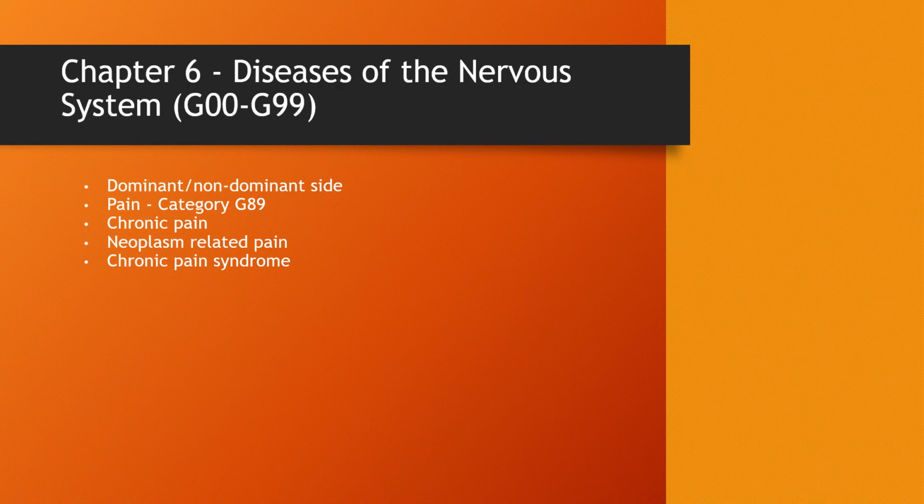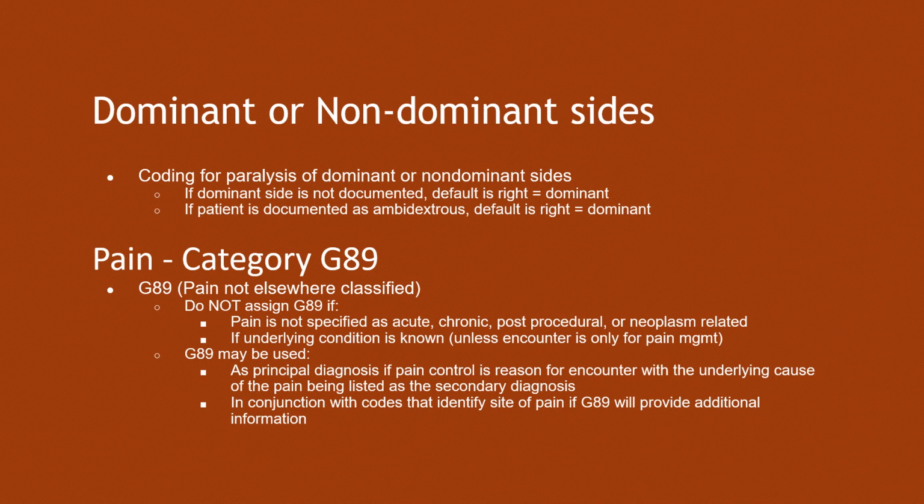Chapter 6. Diseases of the nervous system. These codes begin with the letter G. Codes from category G81 for hemiplegia or hemiparesis, and some of their subcategories, have indications in the code for whether the side affected is the dominant or the non-dominant side. When coding for this, if the dominant side is not documented, we default to the right side being dominant. Likewise, if the patient is documented as being ambidextrous, we still default to the right side being dominant.